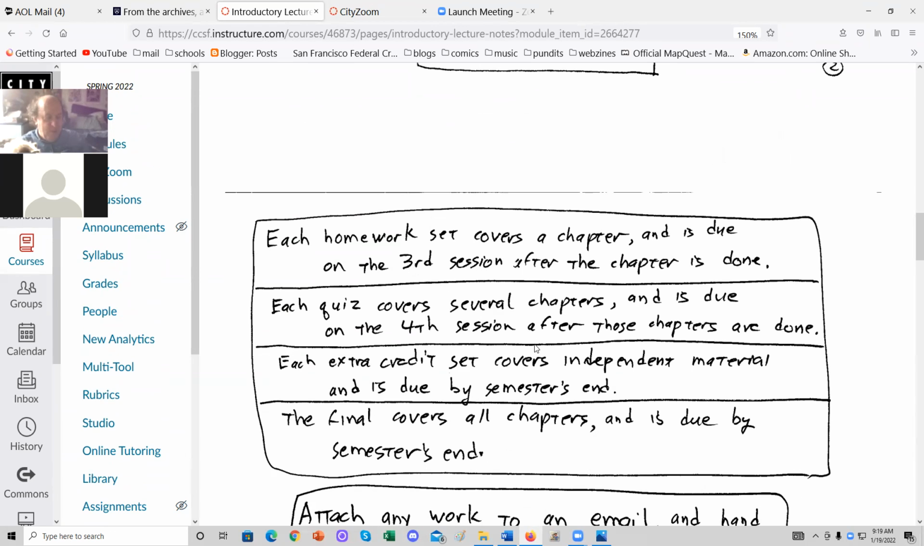Excuse me, I have a cat in the way. Get out of here, cat. He likes to walk in from between me and the computer screen. That's very feline. Come on, cat, out the door.